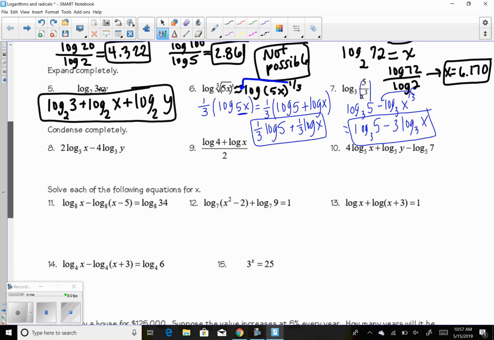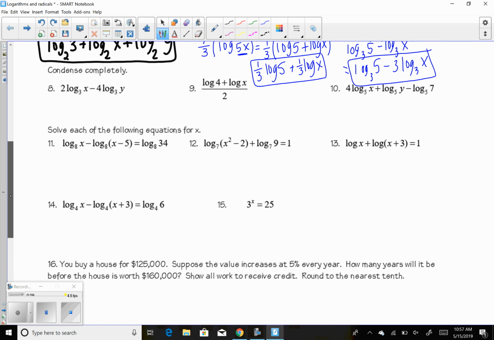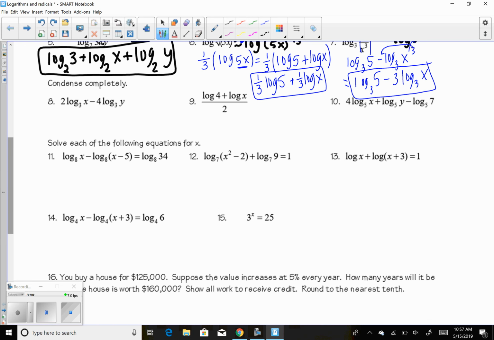All right, so number 8, 9, and 10, we are condensing. Condensing means make smaller, okay? So first thing, since with expanding we moved exponents to the front, you're going to do the opposite for condensing. For condensing, you're going to move numbers to the back. So that 2 needs to move to the exponent, and that 4 needs to move to the exponent. So I get log base 3 of x cubed minus log base 3 of y to the 4th.